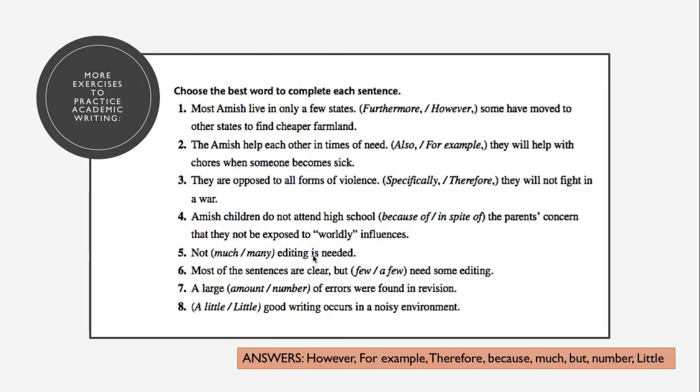Not much editing is needed. Most of the sentences are clear, but a few, and I missed that in the answer key, sorry, a few need some editing. A large number of errors were found in revision. Little good writing occurs in a noisy environment.